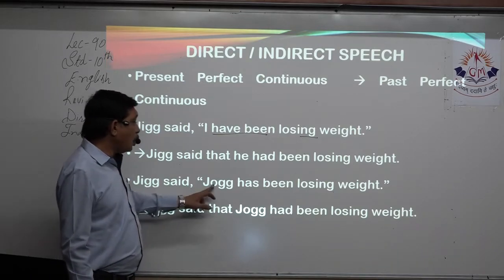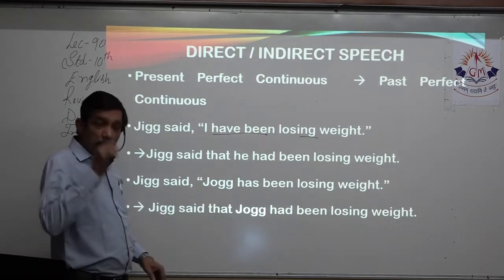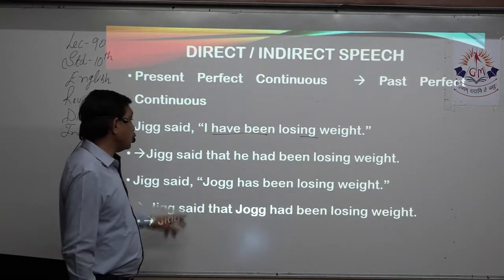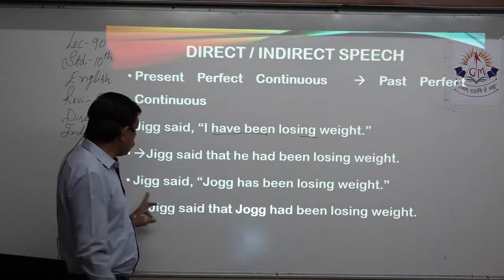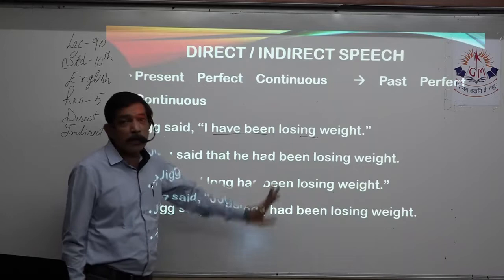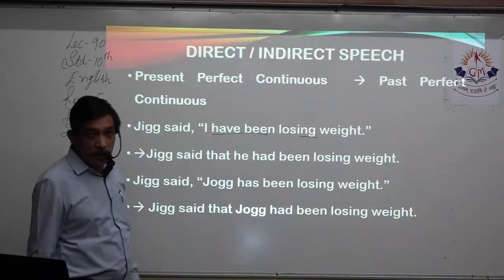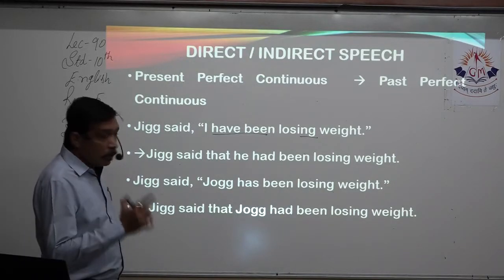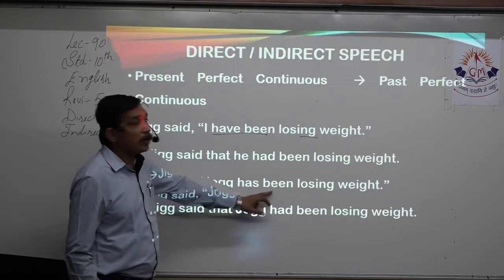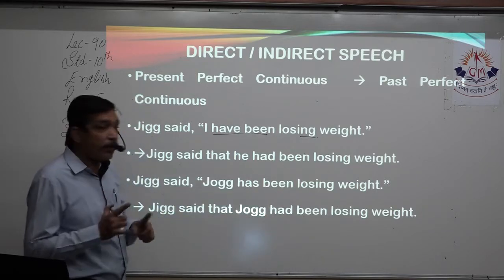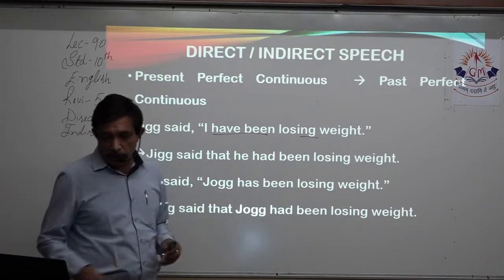Jig said Jog has been. Now this is a pronoun. Now a third person proper name is given, right? So that is Jog. If it is third person, that means has will come, right? So Jig said that Jog has been losing weight. This is present perfect continuous. Has been says it is present perfect, ing. Verb plus ing tells it is continuous. So present perfect continuous will change into past perfect continuous. Jig said that Jog had been losing weight.